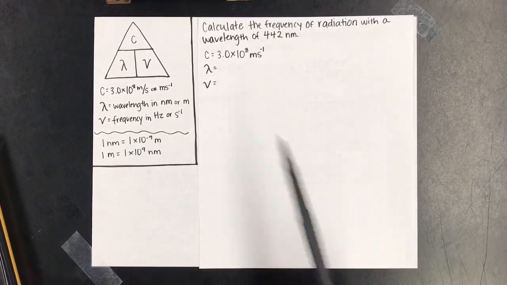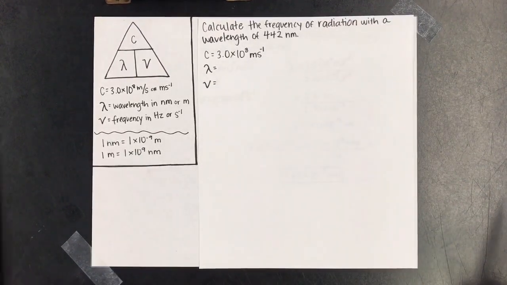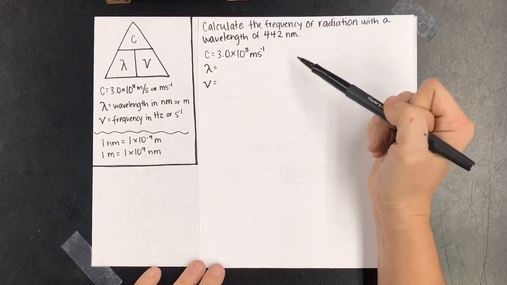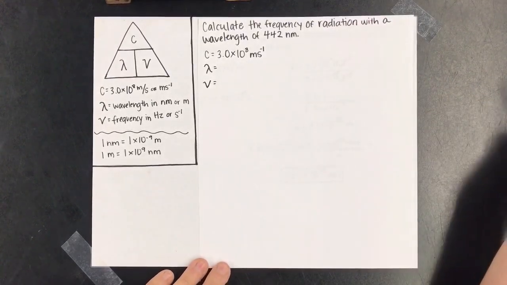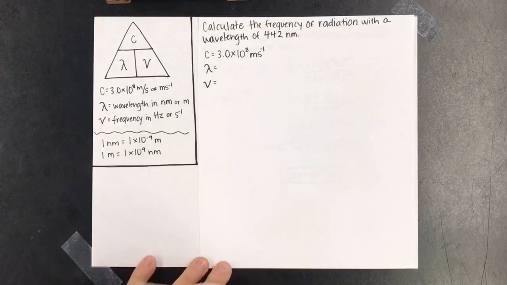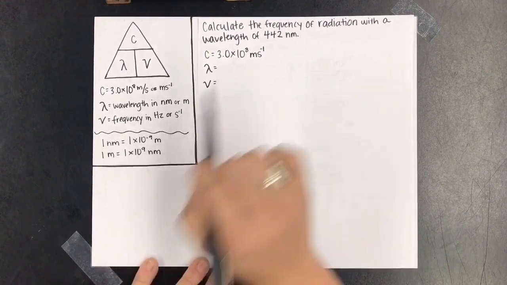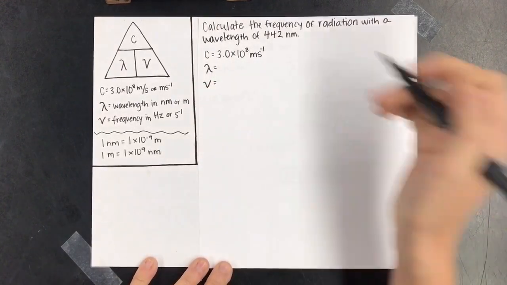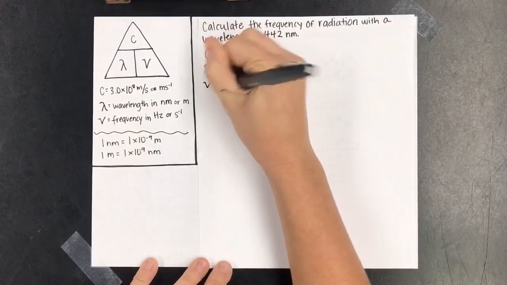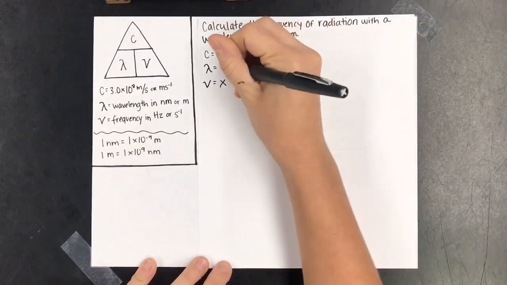Okay, so this problem says calculate the frequency of radiation with a wavelength of 442 nanometers. Okay, so let's just go ahead and fill in what we have. We always have speed of light, it's a constant. It's asking us to calculate the frequency and our wavelength.